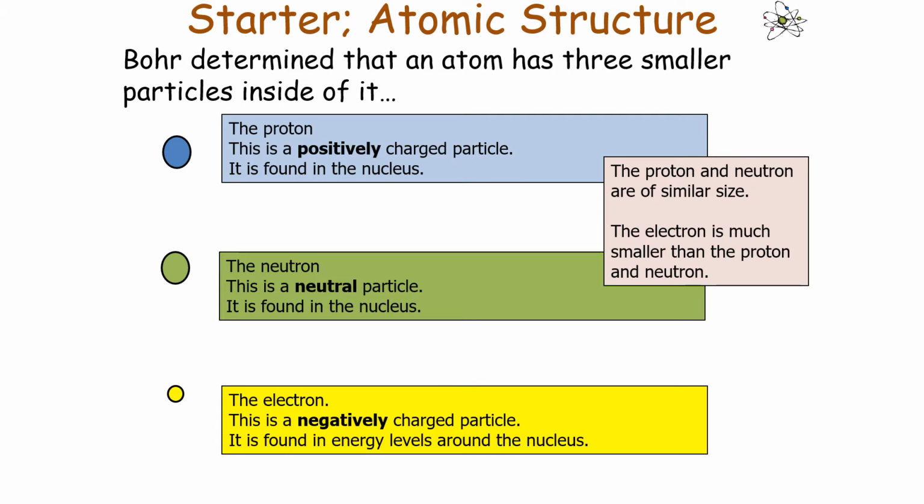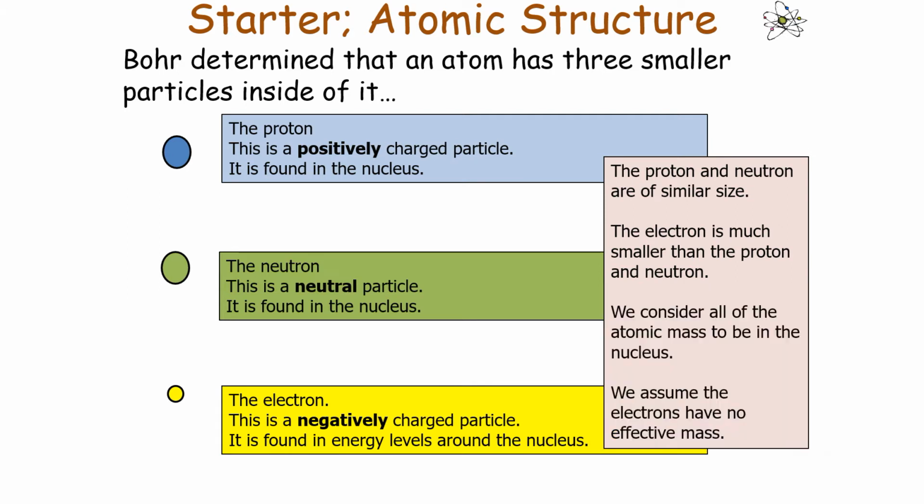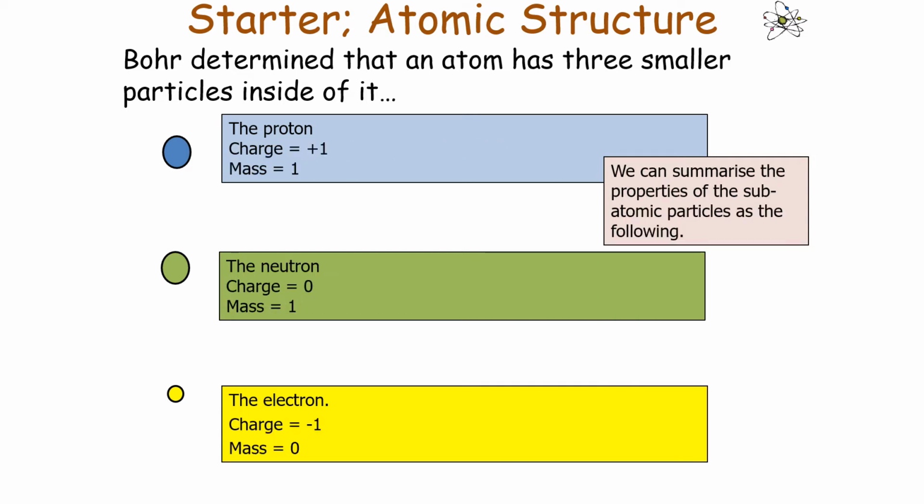Now the proton and the neutron are of similar size, but the electron is much smaller than the proton and the neutron. So we consider all of the atomic mass to be in the nucleus. We assume the electrons have no effective mass. So we can summarise the properties of the subatomic particles as the following: the proton, a charge of +1 and a mass of 1. The neutron, a charge of 0 and a mass of 1. And the electron, a charge of -1 and a mass of 0.